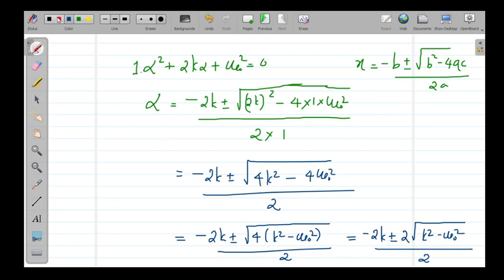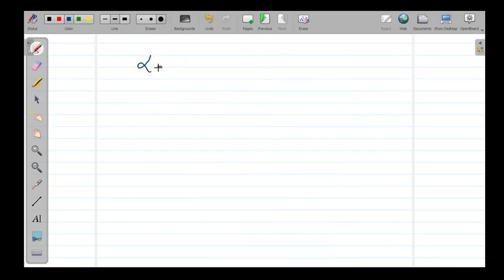Now you can cancel out this 2, both from the denominator and the numerator. First you have to take the 2 as common in the numerator, then you have to cancel it with the denominator term. So all these 2s will cancel out. Finally, we will have the equation alpha equal to minus k plus or minus root of k square minus omega 0 square divided by 1, or simply minus k plus or minus root of k square minus omega 0 square. This is the value of alpha.